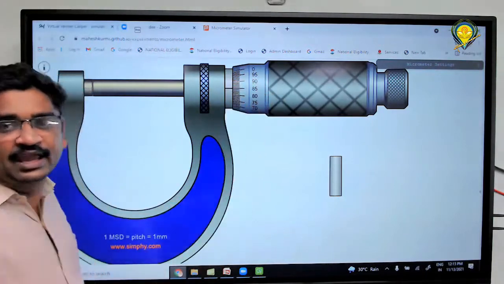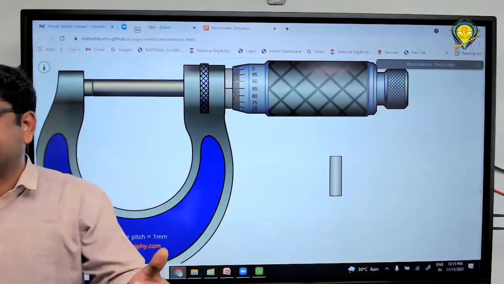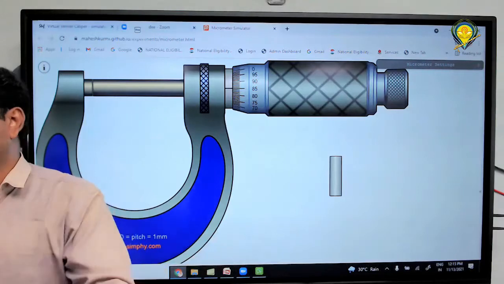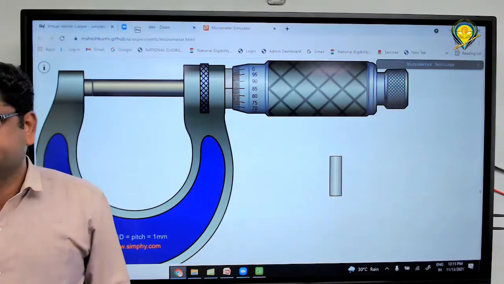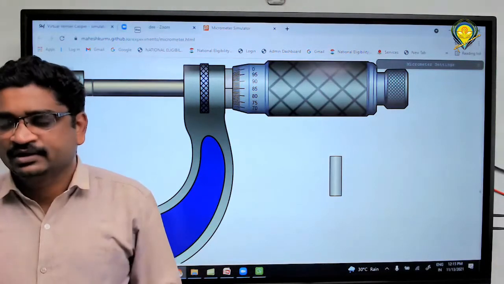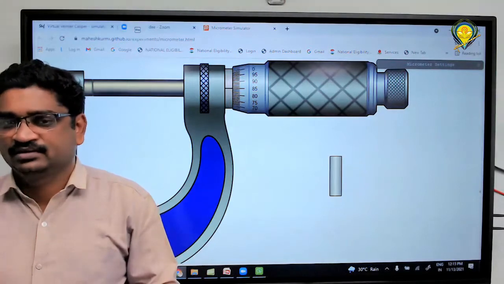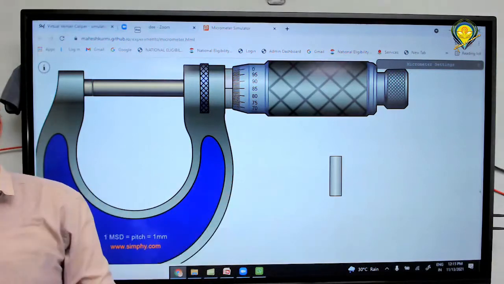This 0 is above the horizontal line. So in that case we need to specify that the error is a negative error. How much is the negative error? Not 85. That is 15. 15 is the negative error, not 85. So we need to add or subtract? Add. We need to add this value to the total value. Then you will get the final exact reading.